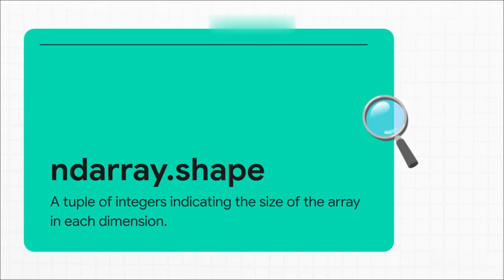And now for the star of the show, shape. It's a tuple of numbers that lays out the size of each dimension. And here's the real key. The number of items in the shape tuple is always the same as your ndim. So a 2D array will have a shape with two numbers in it, like number of rows, number of columns. This is the one that really defines the array's structure.